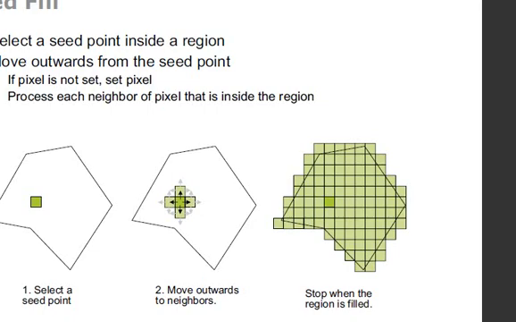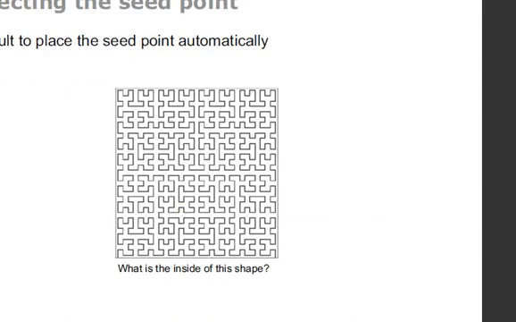Now we're on the seed filling algorithm. First of all, we need to select a seed or a point. Then it will move outwards to its neighborhood. And finally it stops when the end point is reached or the region is filled with the color.